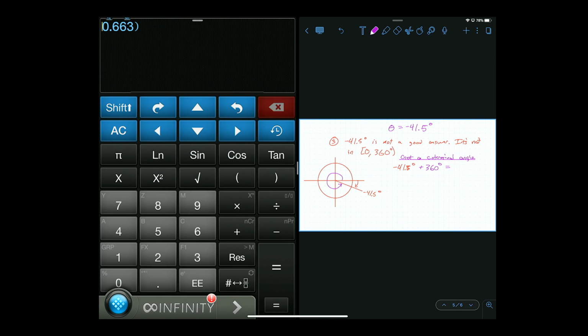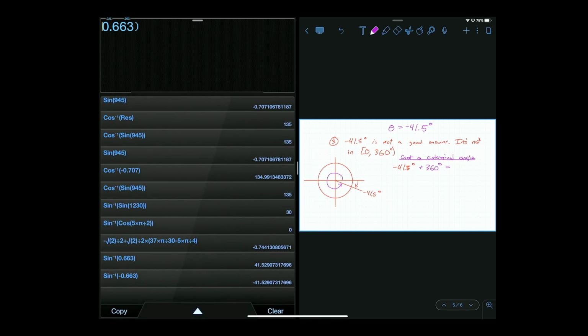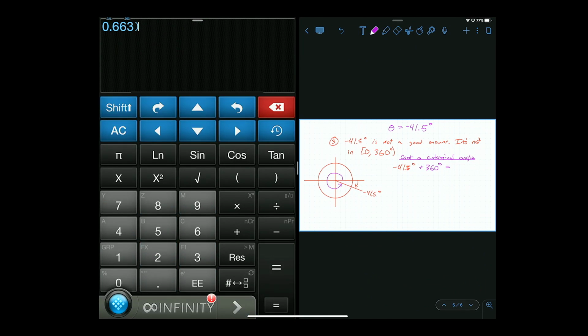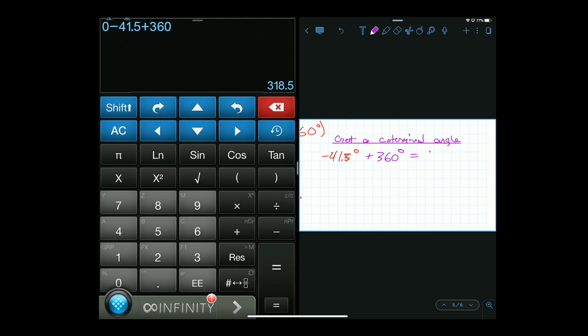How do I... Oh, no. Go clear. Go back. No, that's the opposite. Okay. What are we trying to do? Delete all this. I want negative 41.5, and then we're just going to add 360. Enter. I have 0 there, but that's okay. So I actually get 318.5, and that's going to be one of my answers.